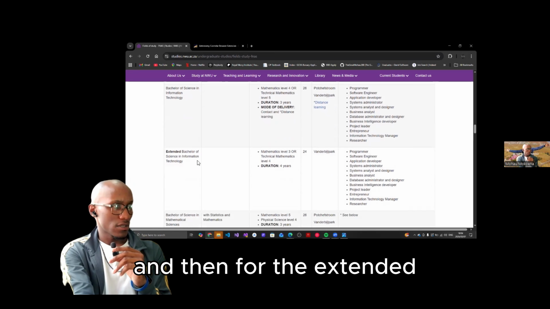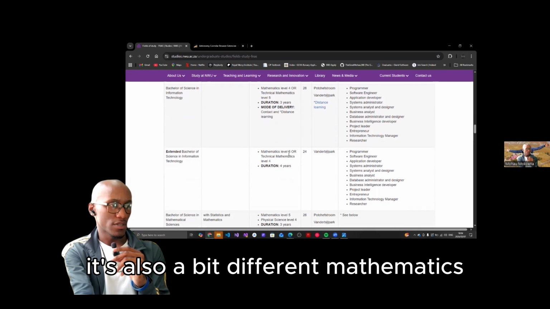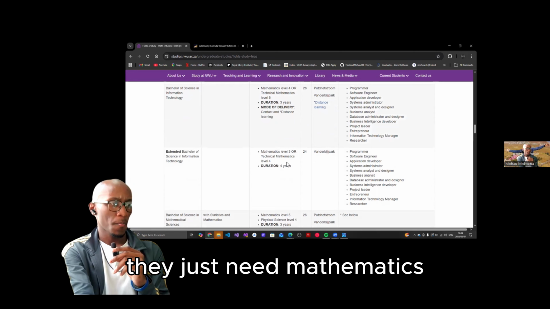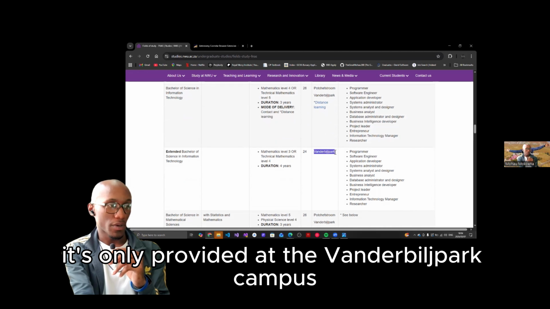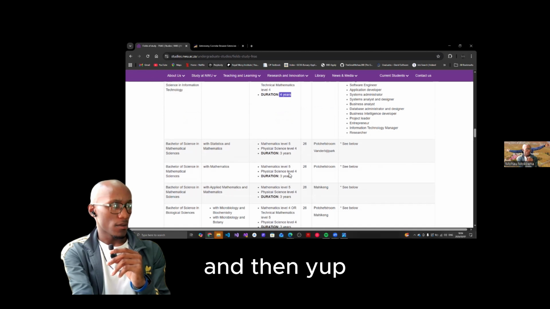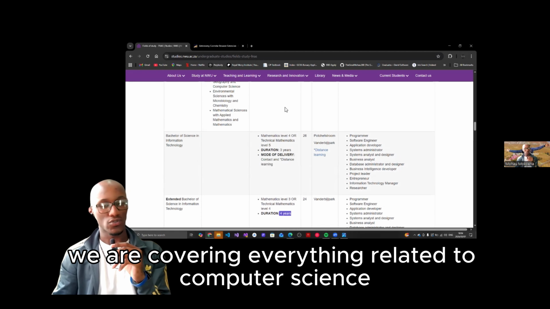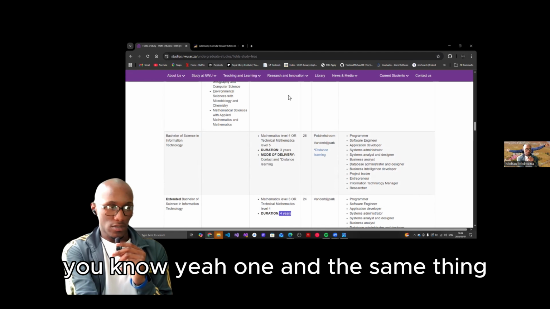And then for the extended Bachelor of Science in Information Technology, it's also a bit different. Mathematics, it's level 3, they just need mathematics. Technical mathematics level 4, it's only provided at the Bay Park campus. They need a 24 APS score, it's for 4 years. Okay. And yep, for this week, we are covering everything related to computer science and IT, and computer science one and the same thing.